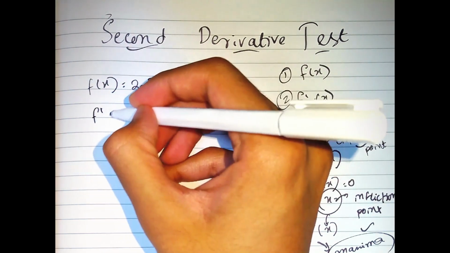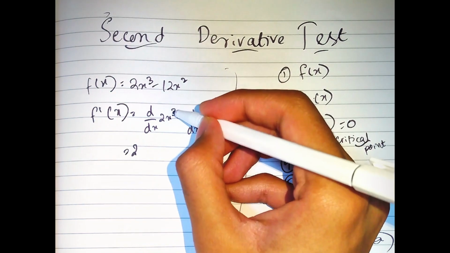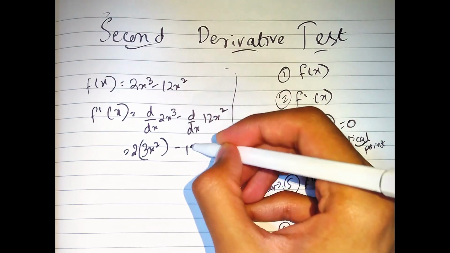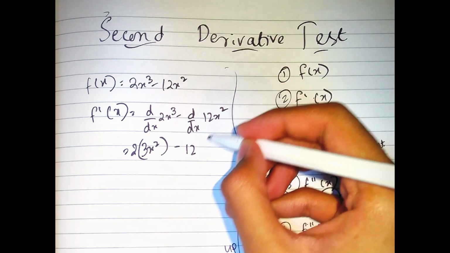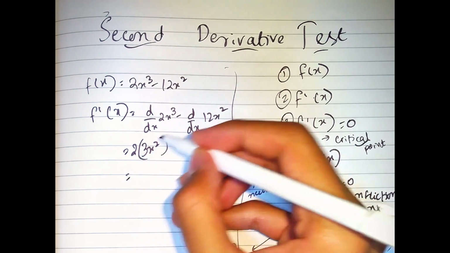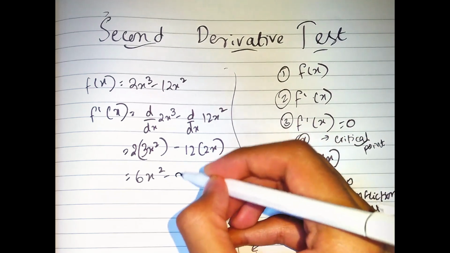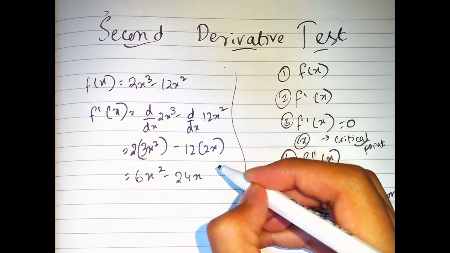First of all, the first derivative. So 2 will be separated because it is a constant. The derivative of x cubed will be 3x squared. Minus 12 will be a constant, it will be separated. The derivative of x squared will be 2x. Now let's simplify these things. 2 3s are 6, x squared, minus 12 2s are 24, x. This is the first derivative.